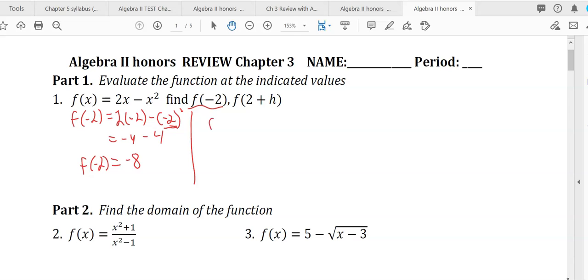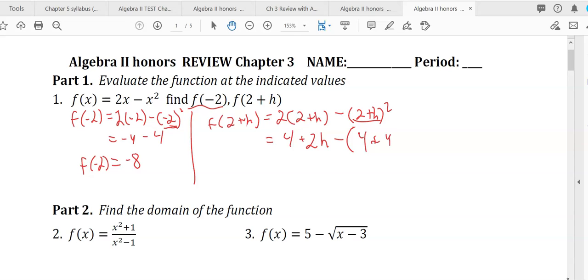2 plus h. So f of 2 plus h. So everywhere there's an x with parentheses, I'm going to plug in 2 plus h. So this will be 4 plus 2h when I distribute minus. Let's go ahead and FOIL this. If you FOIL that, I'm going to just do that in my head, but you have to do first, outside, inside, last. 2 plus h times 2 plus h would be 4 plus 2h plus 2h is plus 4h plus h squared.